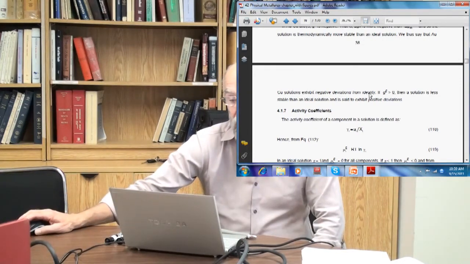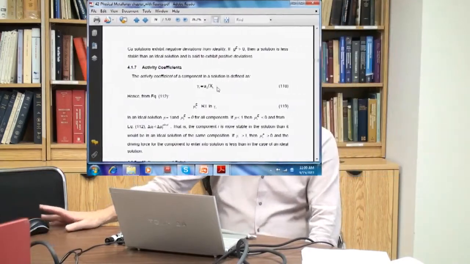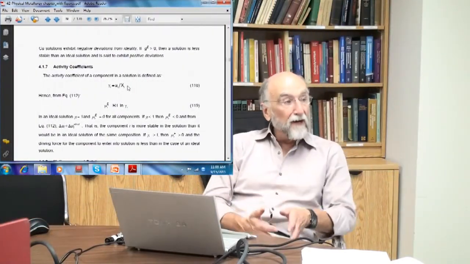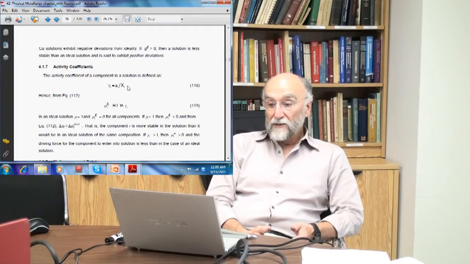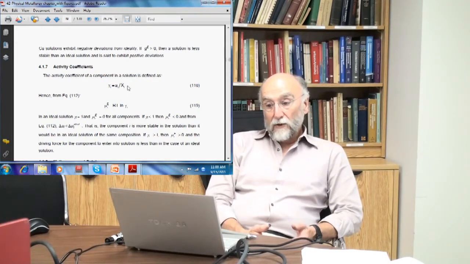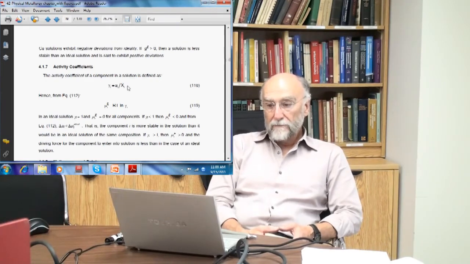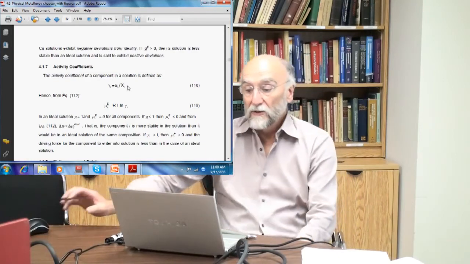Activity coefficients are defined this way, at least when we're talking about Raoultian ideality. If we define an ideal solution as activity equals x, then the activity coefficient is just another way of looking at the deviation from ideality. Gamma i is equal to 1 in an ideal solution.